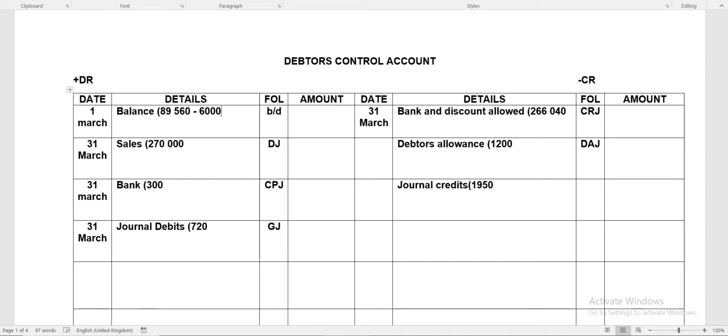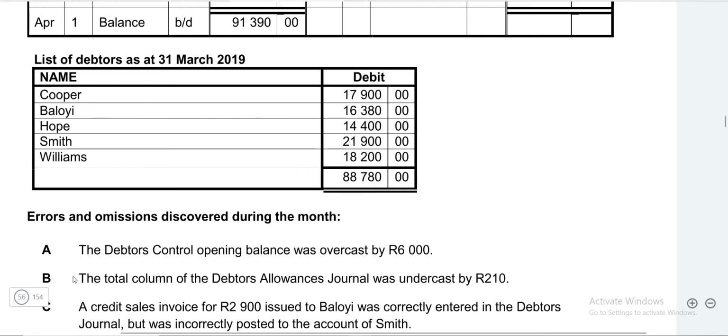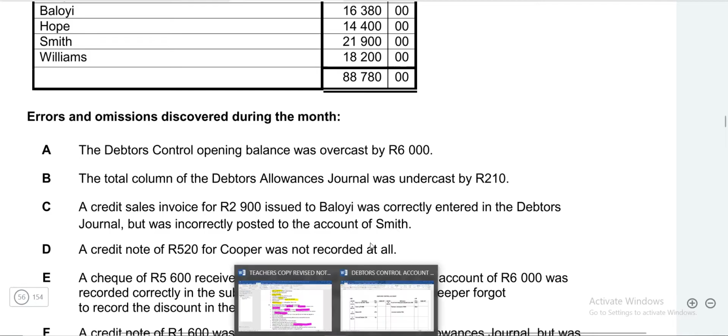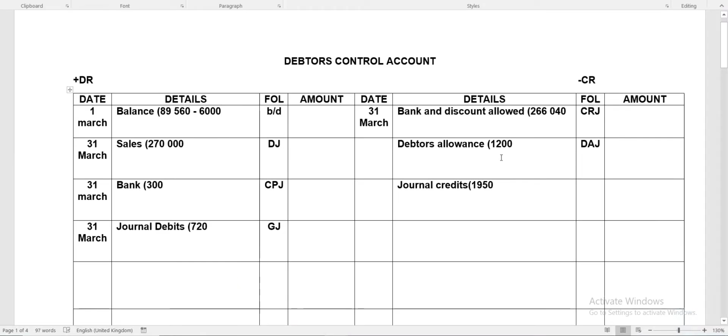And then the next transaction says that the total of the debtors allowance journal was undercasted by 210. So meaning that the keyword here will be undercast. It was made to be less, so we must increase it by 210. So we'll go to our DAJ and say plus 210. Okay, maybe let me leave some space so that we don't get confused. So it will be plus 210.